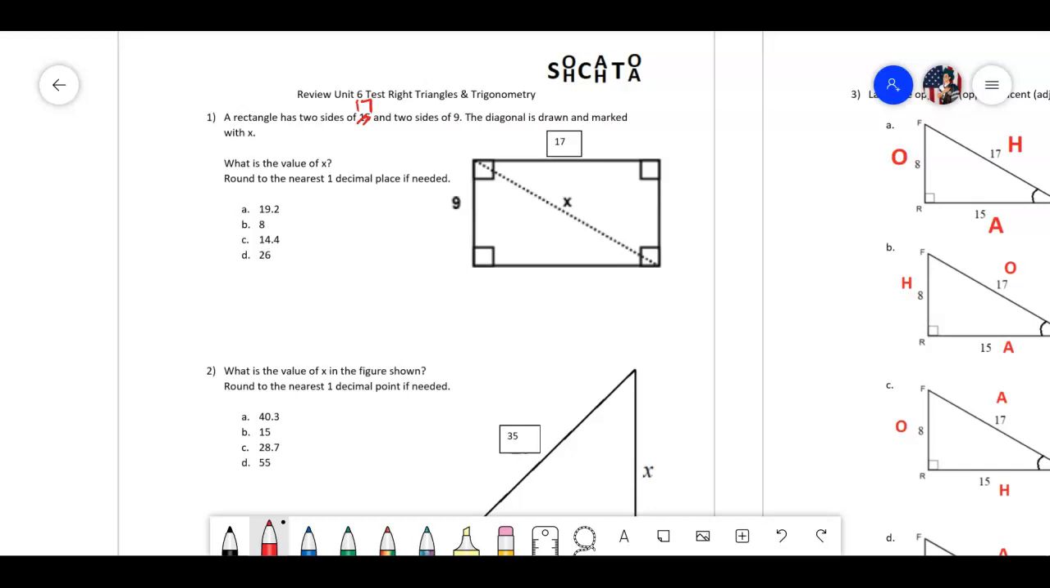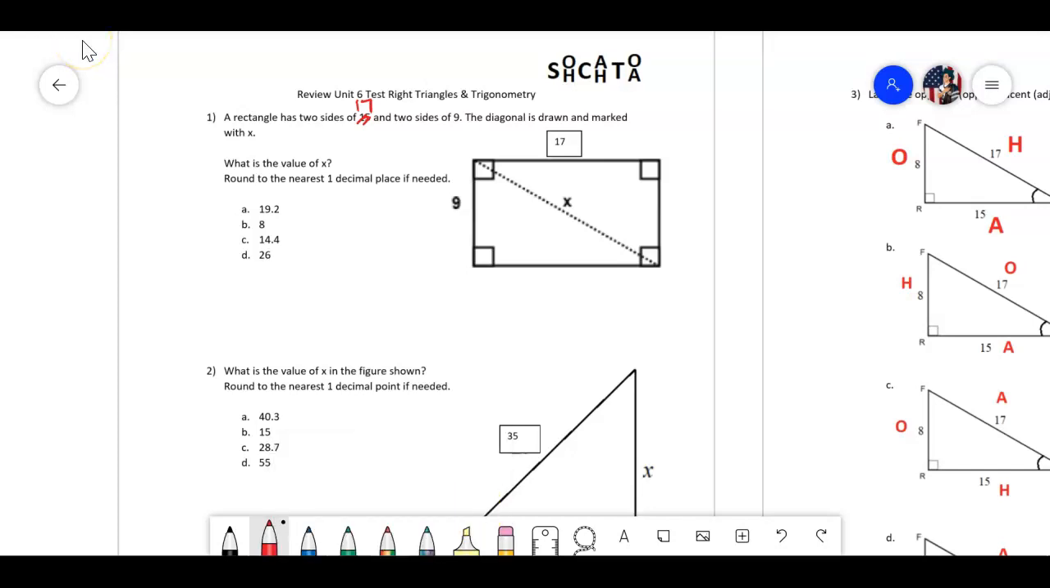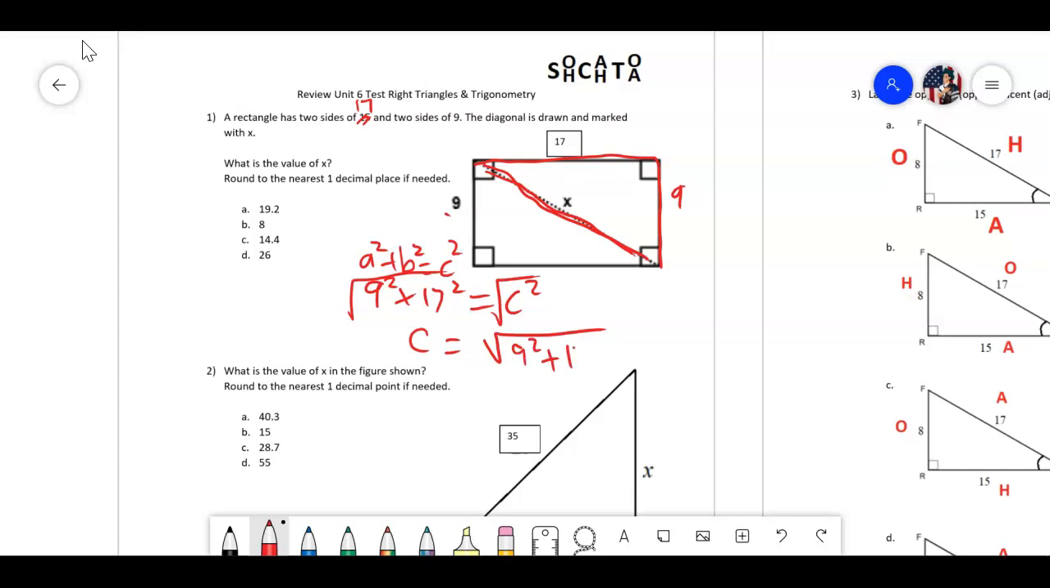Now, if you want to think about this, if we are using this triangle, we know this is 9. So we're going to find a missing side using Pythagorean Theorem. So that's a squared plus b squared equals c squared. So that's 9 squared plus 17 squared equals c squared. Now, to get rid of this squared, we're going to square root. So that missing side is really the square root of 9 squared plus 17 squared.